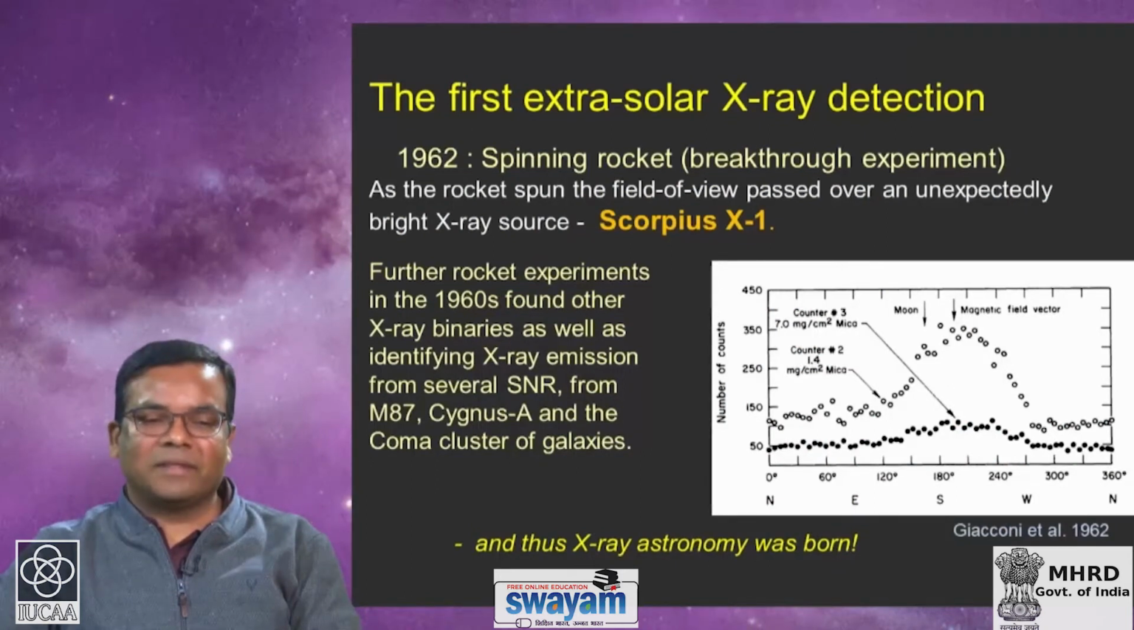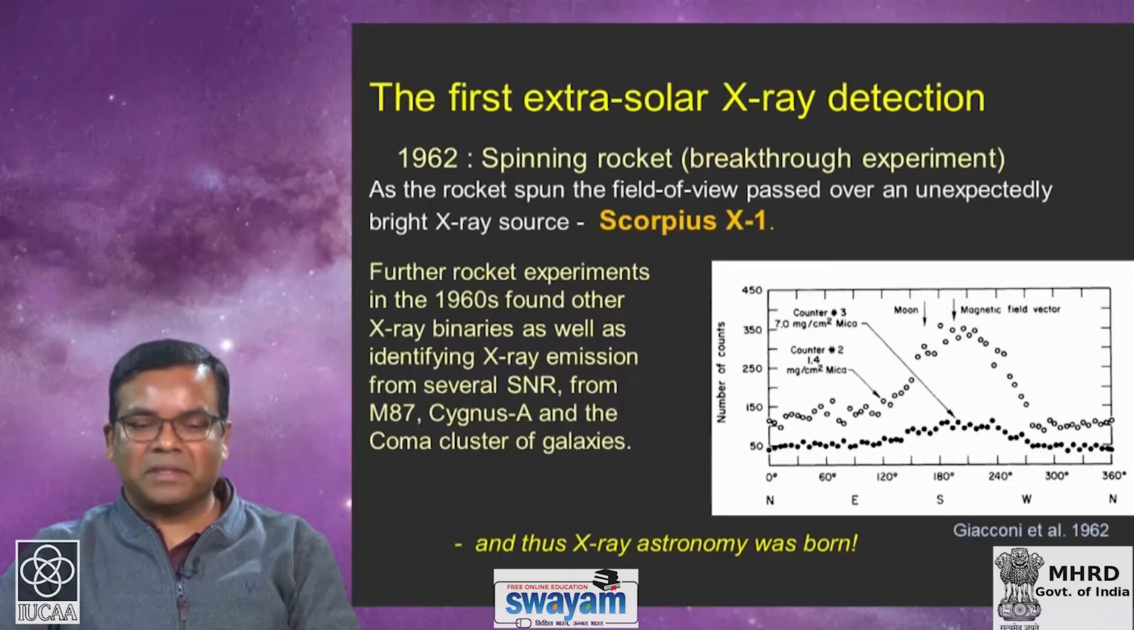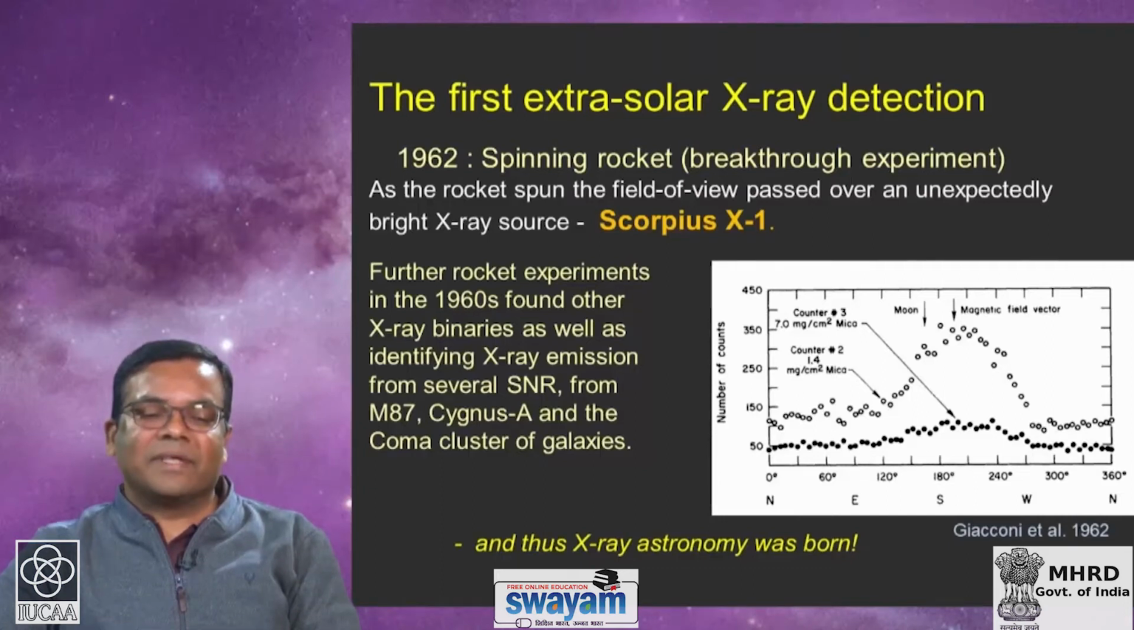One breakthrough experiment was performed in 1962. The experiment was performed to study X-ray radiation from the moon, which would be reflected solar X-rays. A rocket was launched in 1962, and this was a spinning rocket. When the rocket spun, there was a sudden increase in the count rate from the detectors, and this increase was due to a source in the Scorpius constellation. This was the first X-ray source in that constellation, and it was named Scorpius X-1, or SCO X-1. Further rocket experiments in the 1960s found other X-ray binaries, as well as X-ray emission from several supernova remnants, from M87, Cygnus A, and the Coma cluster of galaxies, and thus X-ray astronomy was born.